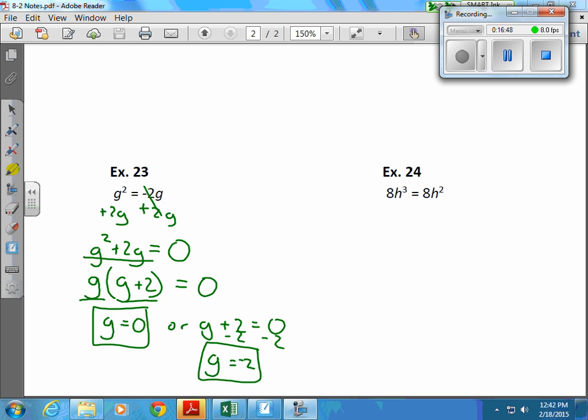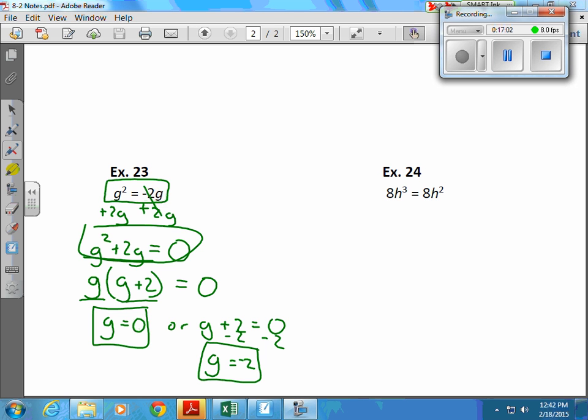So if g is either one of these two values, that'll cause it to be equal to 0, which is equivalent to the previous equation.